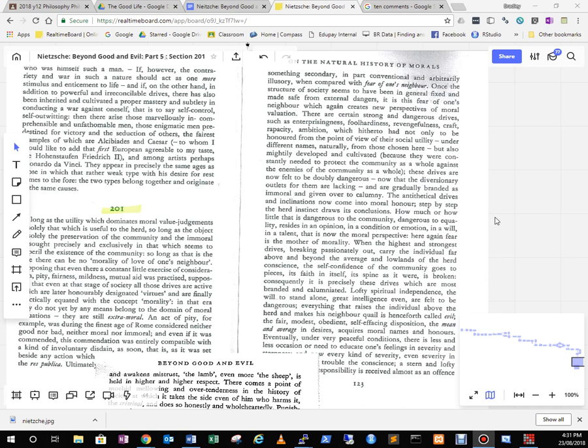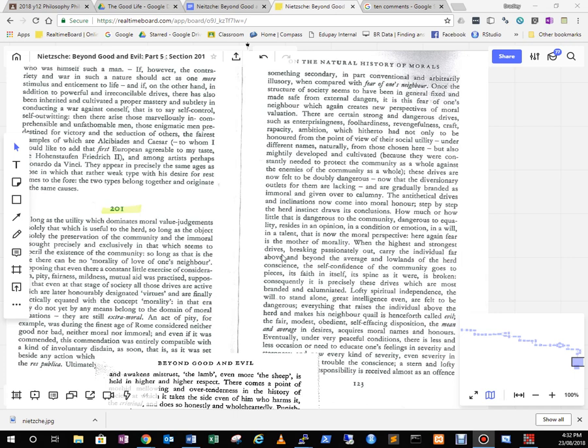Take a note. So I think what he's alluding to now is that step by step herd instinct draws its conclusion: how much or how little that is dangerous to the community, dangerous to equality, resides in an opinion. All right, so I have to be really clear here, he's saying how much or how little that is dangerous to society or to the community, dangerous to equality, resides in an opinion that people have, in a condition or an emotion, in a will, in a talent, that is now the moral perspective. So he's saying the moral perspective has changed according to the opinion of the time, according to the talents of the time, according to the emotions of the time, okay? And here he tries to talk about how this can be quite dangerous because fear is the mother of morality.